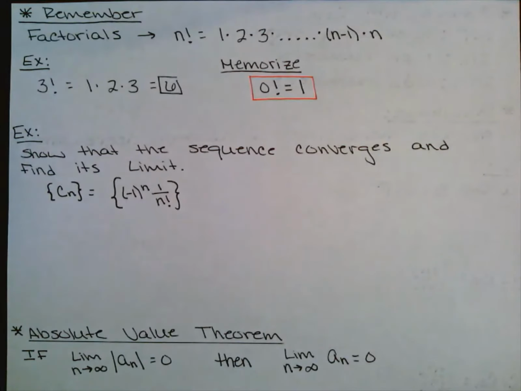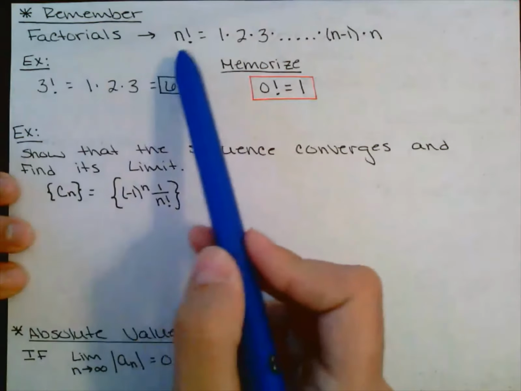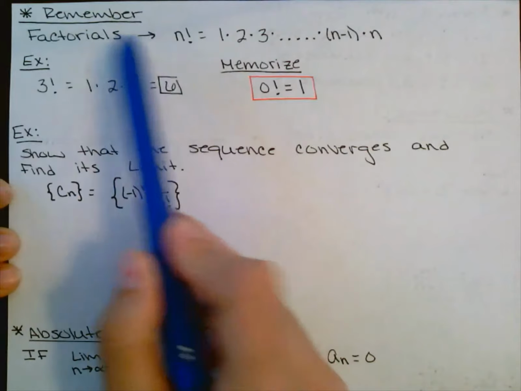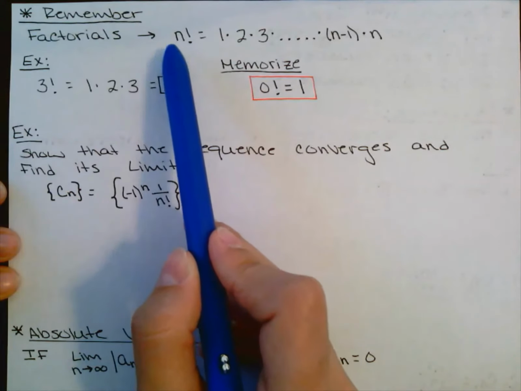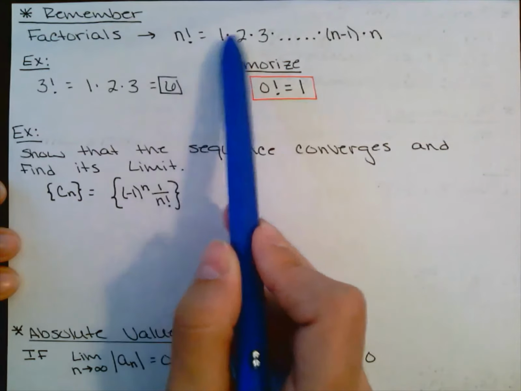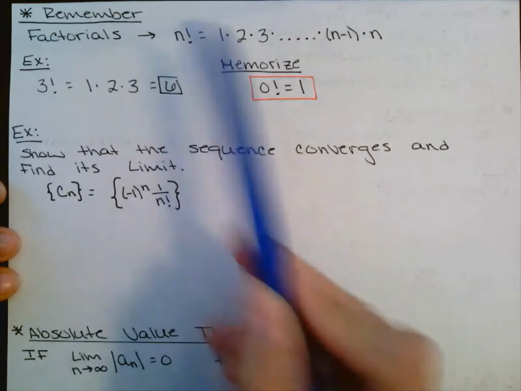So I have a little something to remind you of from algebra before we see this next sequence, okay? And that's a factorial. A lot of you probably remember it as the exclamation point, but a factorial is when you have an exclamation point after a number. And all that means is you're going to multiply every number leading up to that one, okay?